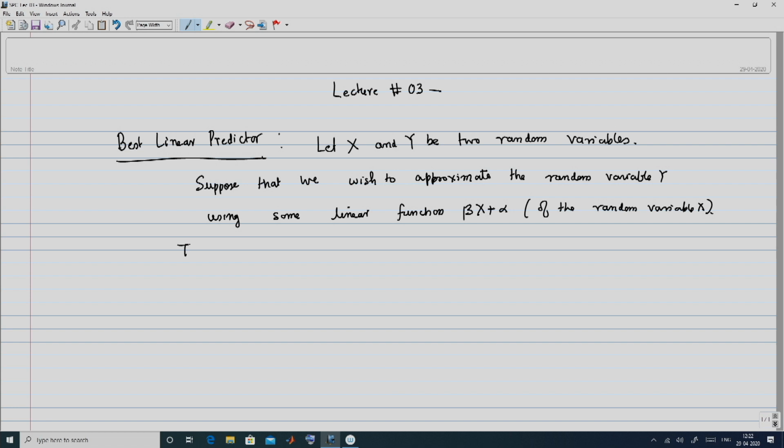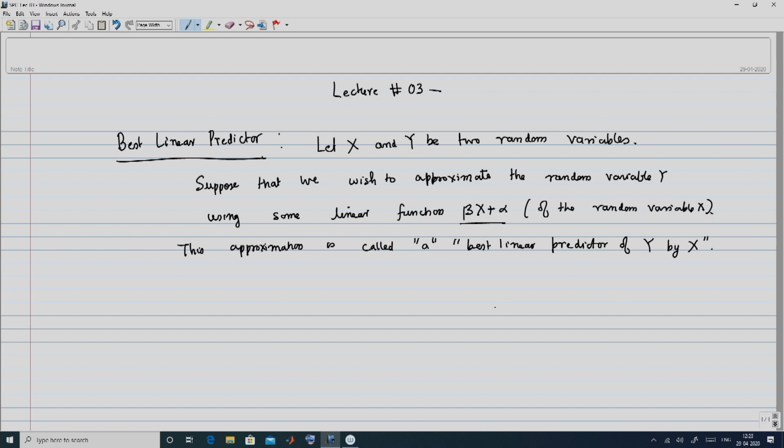Now, this approximation, that means this beta x plus alpha, is called A. So, this indicates that it is not necessarily the unique best linear predictor of y by x. So, basically it is a best linear prediction of y by x.